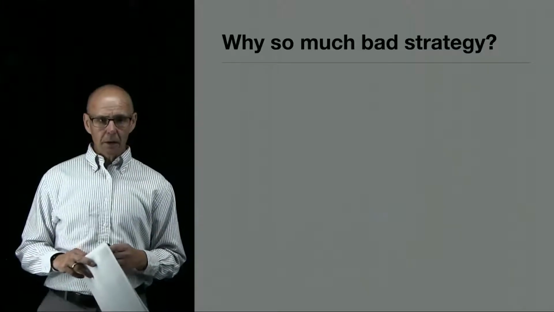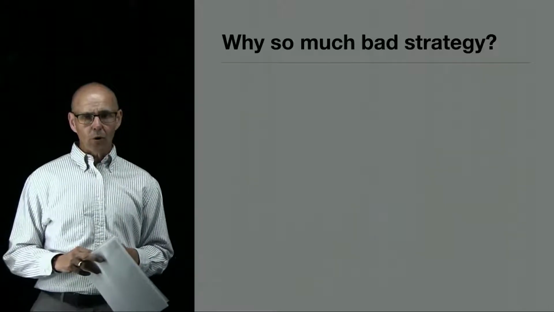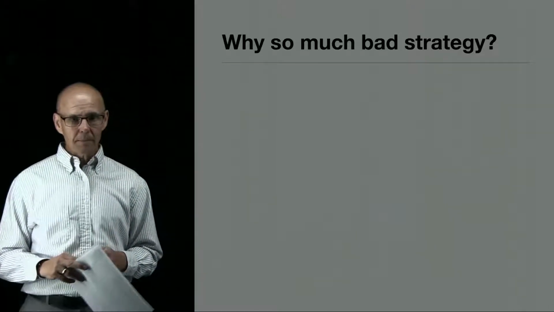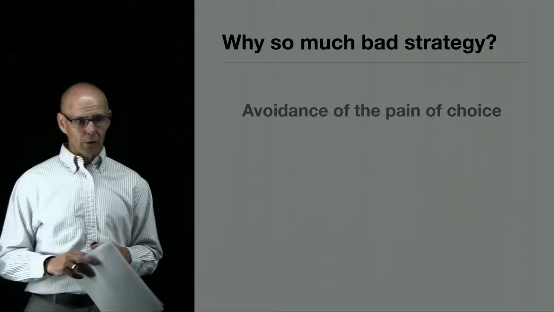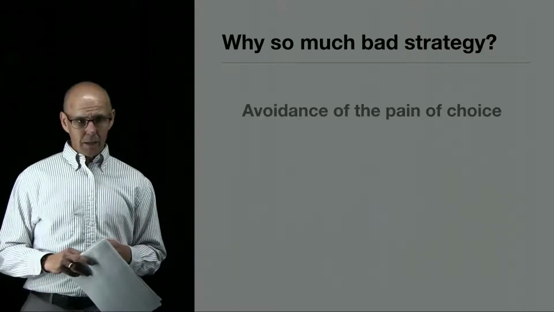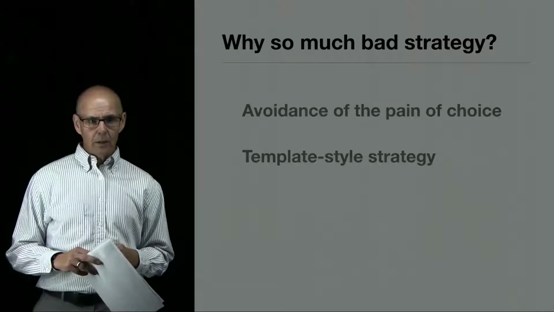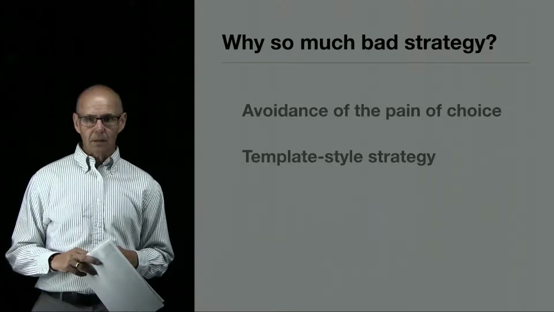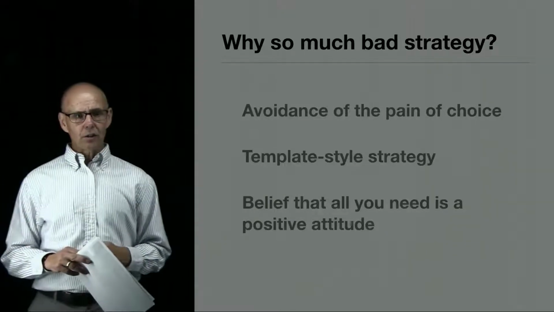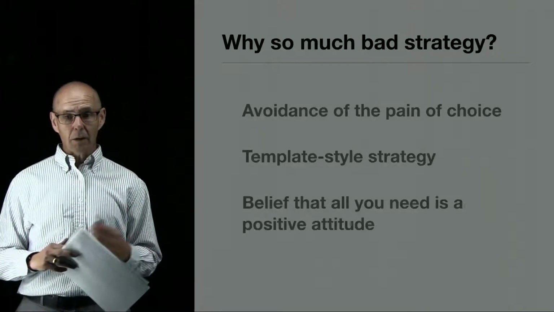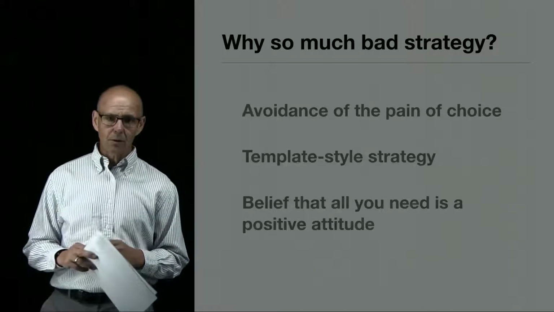Just a couple of things about the 2 chapters in the Rummelt book. Chapter 4 is titled "Why So Much Bad Strategy." He talks about three reasons that we have so much bad strategy in most organizations. One is that we tend to avoid the pain of making hard choices. Another is that we like to follow simple templates, sort of fill in the blanks. And the third source of bad strategy is the belief that all you need is a positive attitude. I'm not going to address that last one, but I did want to say a couple of things about the first 2.